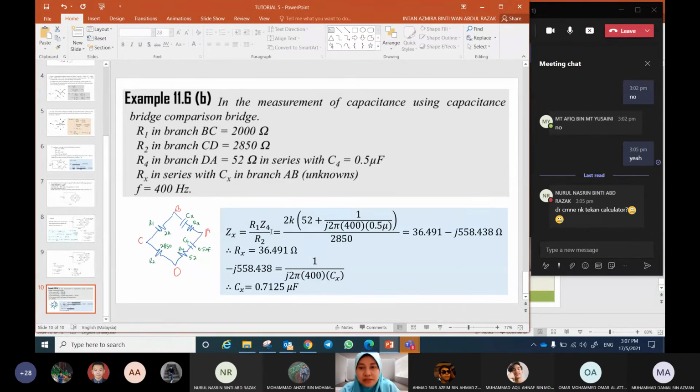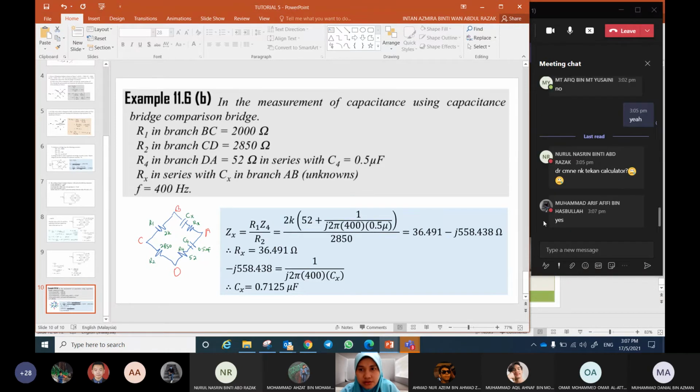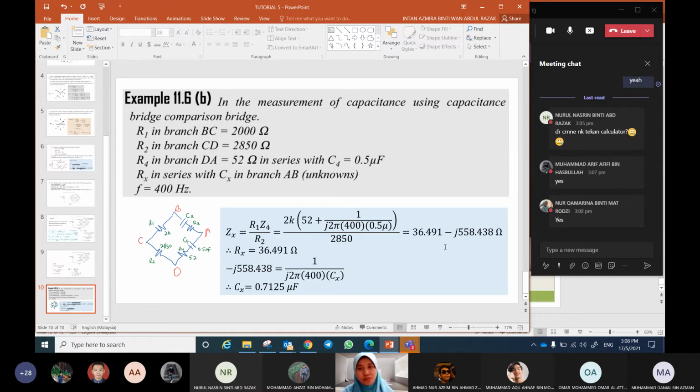Okay, class, how about others? Have you got this answer? Zx is equal to 36 point something minus j. Okay, you have pressed mode complex. Okay, Arif got the answer. Good. Nasrin, have you pressed mode complex?